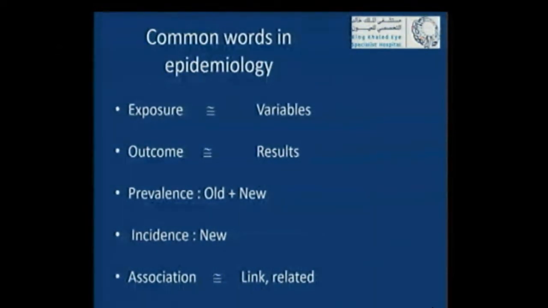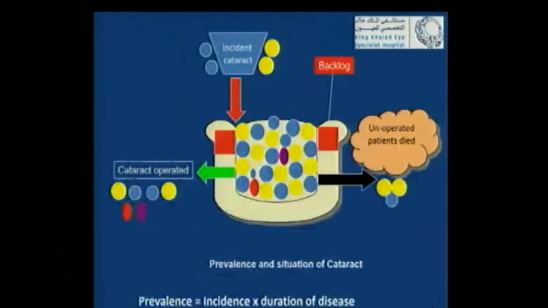When you are linking the outcome to the exposure, or disease to its underlying causes, we use the word association in epidemiology. The same thing, which in layman's terms we say is linked to or related to. To understand the difference between prevalence and incidence, this is a good example of a village where there are many people. Some are every year developing cataract and they are added to the pool.